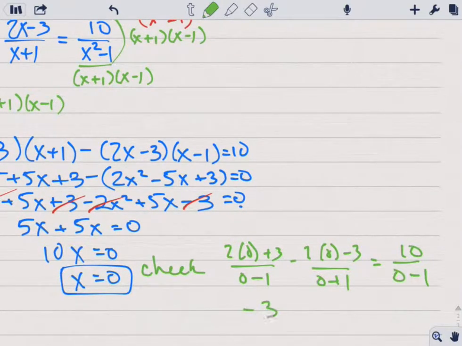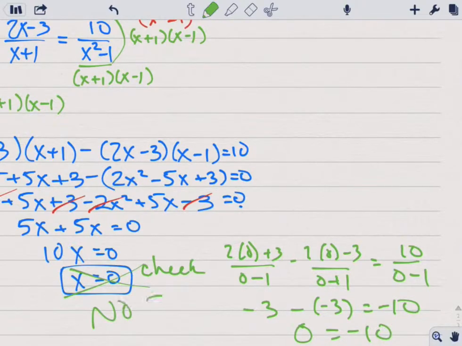Okay, that's negative 3 minus 3 equals negative 10, and that is obviously not true because that's 0 equals negative 10. Okay, so we throw it out, there are no solutions. Okay, so that's 5.9 part 2. That pretty much sums it up for what you'll have to do for chapter 5, section 9.